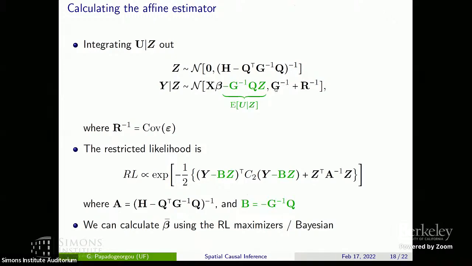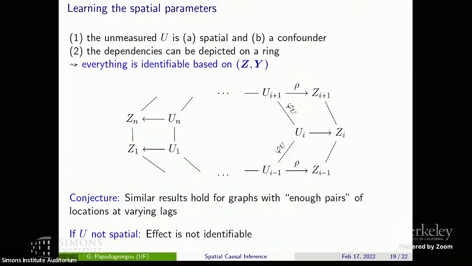I know that this slide is a lot, but essentially it says that if we can learn the spatial parameters for U and the relationship that U has with Z, then we can do this bias correction. And now I hope that I can give you the intuition of why we can actually do this, instead of throwing any math in this.